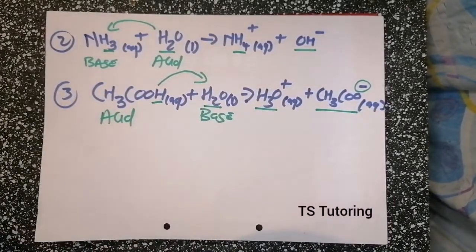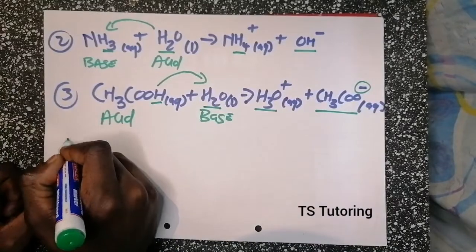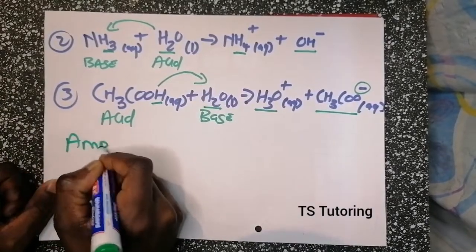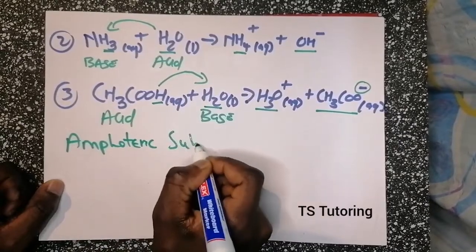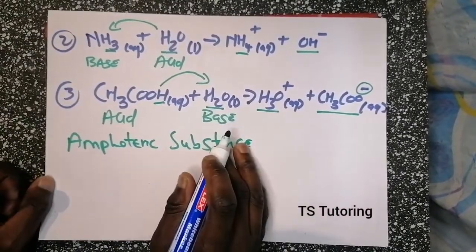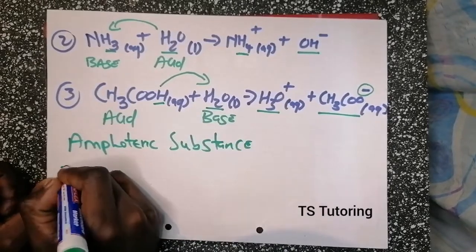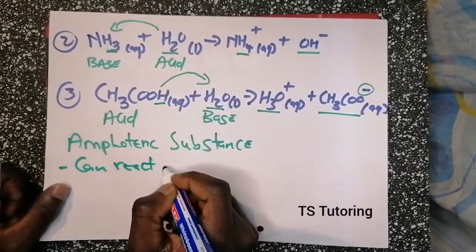We identified them. Now I want us to talk about something which will come up, maybe they might ask you to define it. An amphoteric substance. This substance can react as an acid or base.